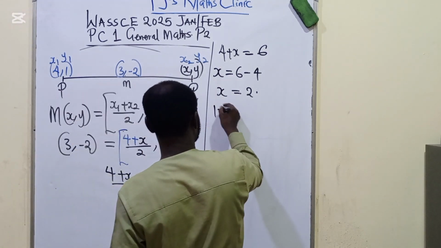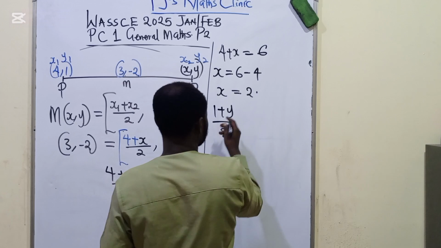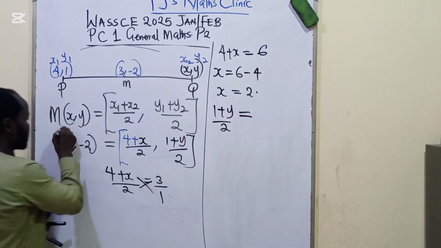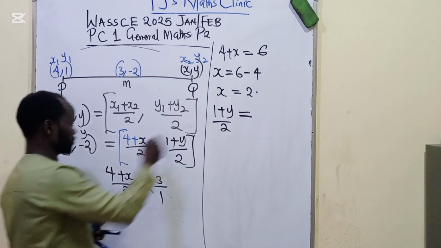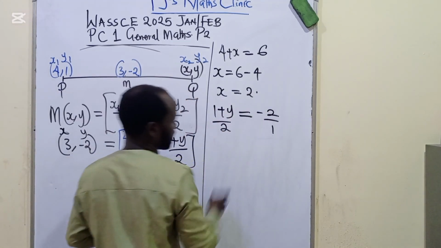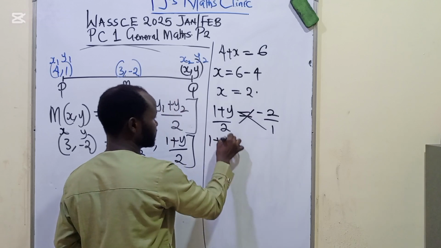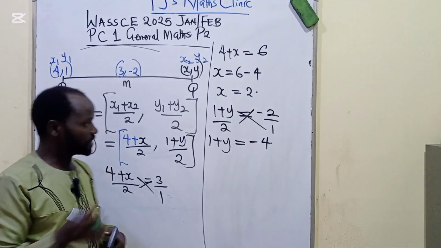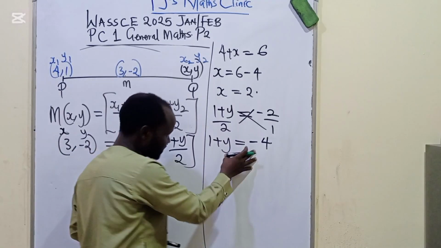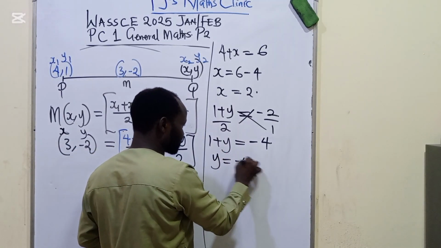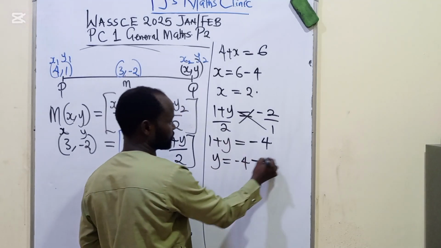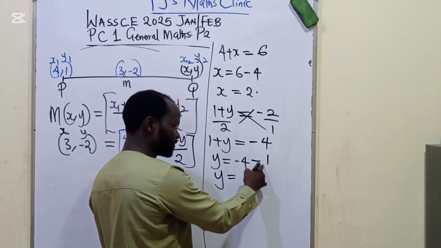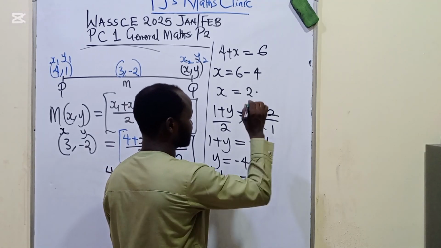It means 1 plus y divided by 2 will be equal to minus 2, because this is X and this is Y. So we equate this to minus 2 divided by 1. We cross multiply. 1 plus y will be equal to 2 times minus 2. That will be minus 4. I hope we are together. To find y now, let's collect like terms. Y now will be equal to minus 4. This is plus 1. Crossing the equal sign will be minus 1. Very important. Okay. Y now will be equal to minus 4 minus 1, of course, will be minus 5.